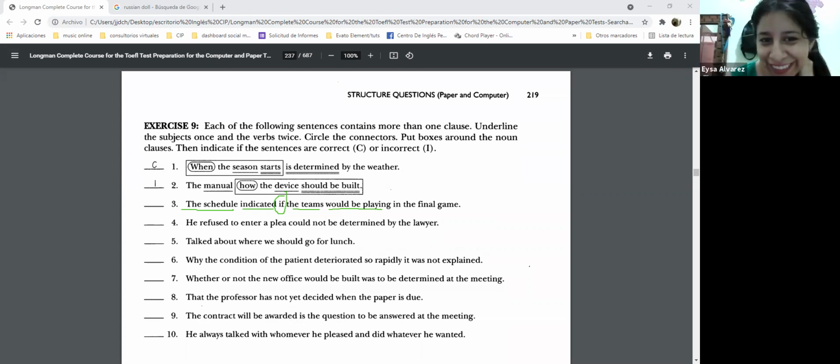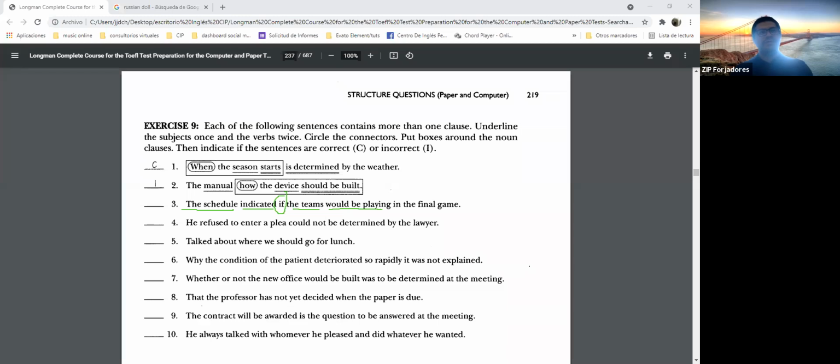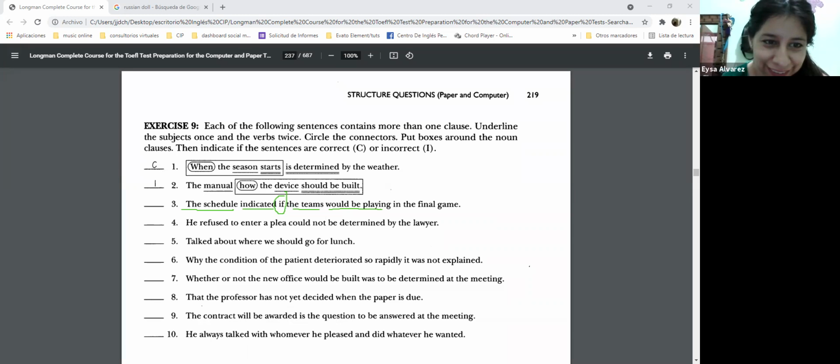The schedule indicated if the teams will be playing in the final game. Very good. Excellent. Let's go with number 4. If you have questions about the vocabulary, let me know. Okay. So it's correct. And number 4, he refused.